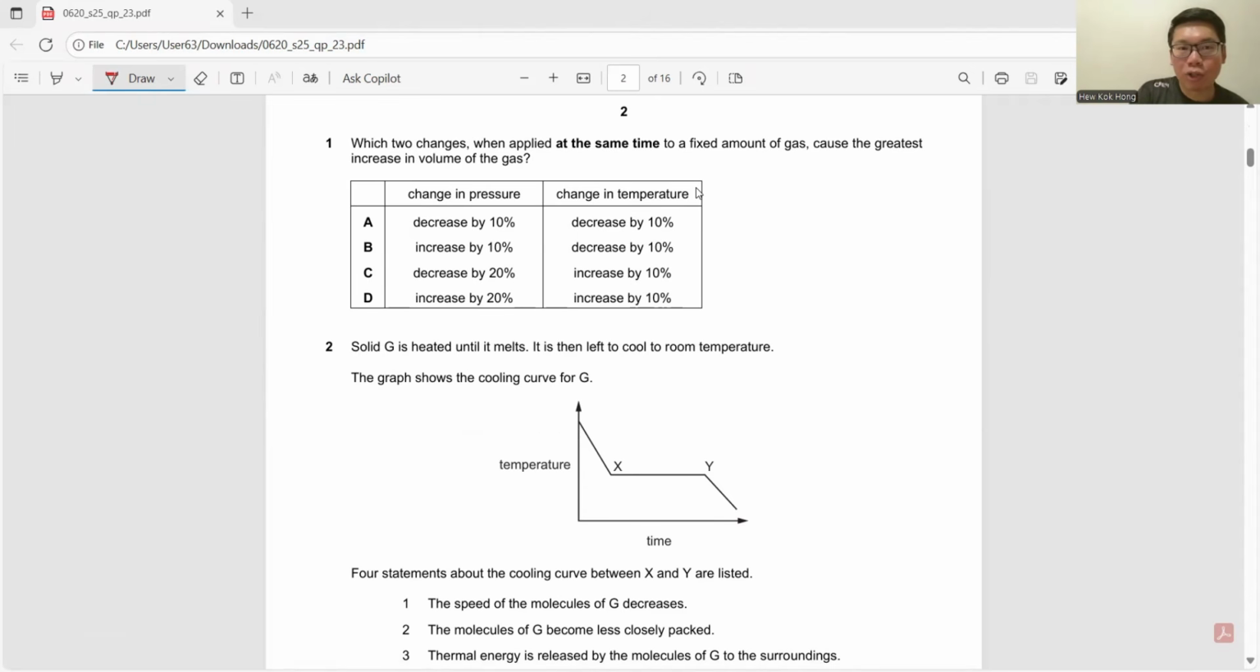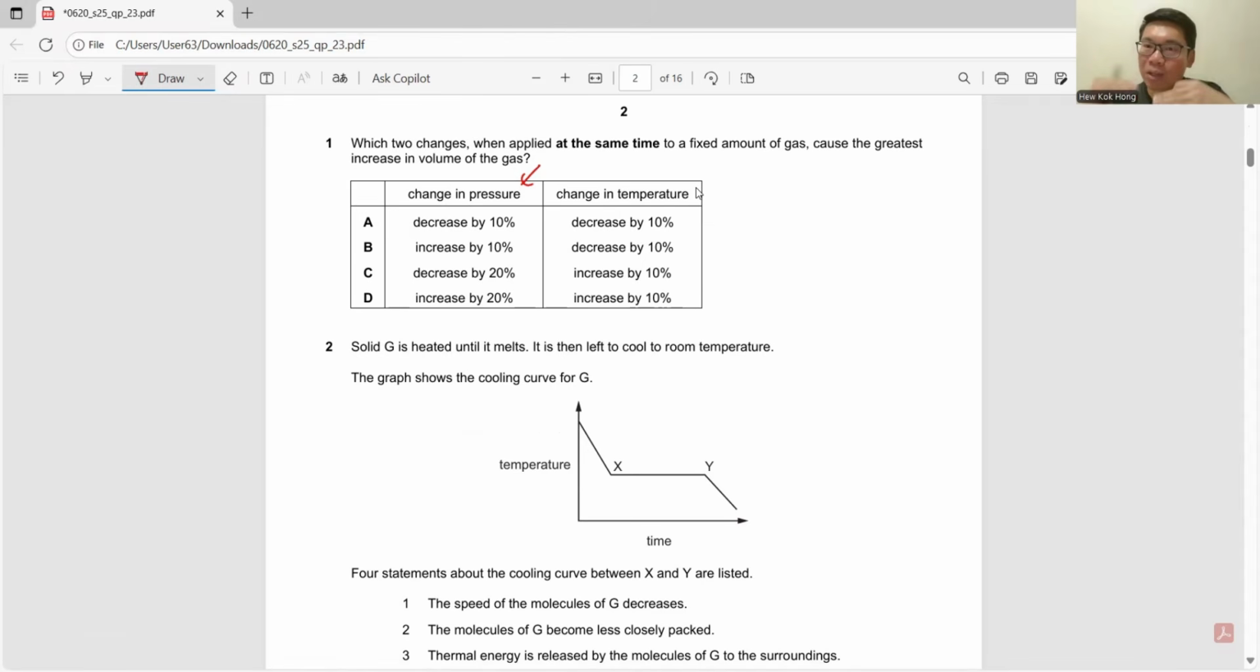They talk about pressure. So we know pressure is inversely proportional to volume, which means when we give more pressure, then the volume decreases. So to make the volume higher, we must decrease pressure. So B and D are impossible. And of course, here 20% is better.